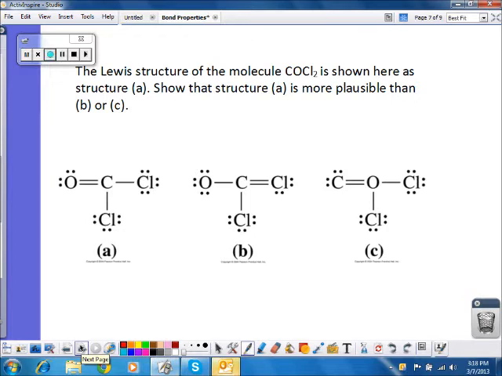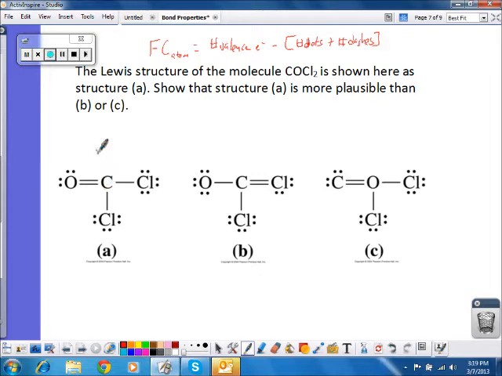Now, when we go to calculate formal charges, there's an easy way to remember how to do that. The formal charge on an atom is equal to the number of valence electrons for that atom minus, and this is very non-scientific, the number of dots plus the number of dashes. So let's take a look at these three structures, and we'll apply that formal charge equation.